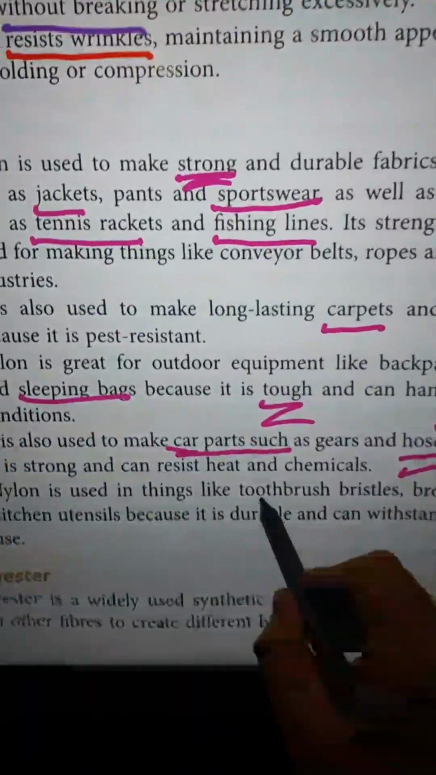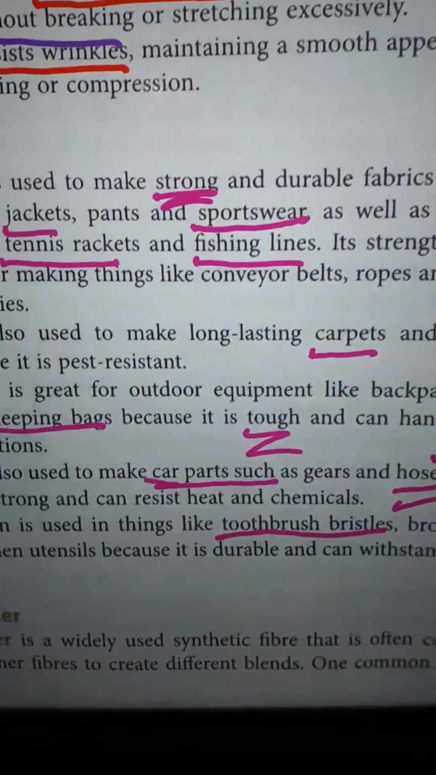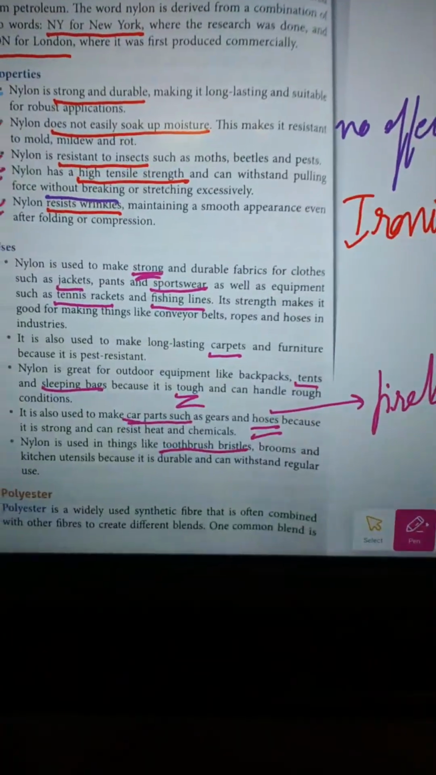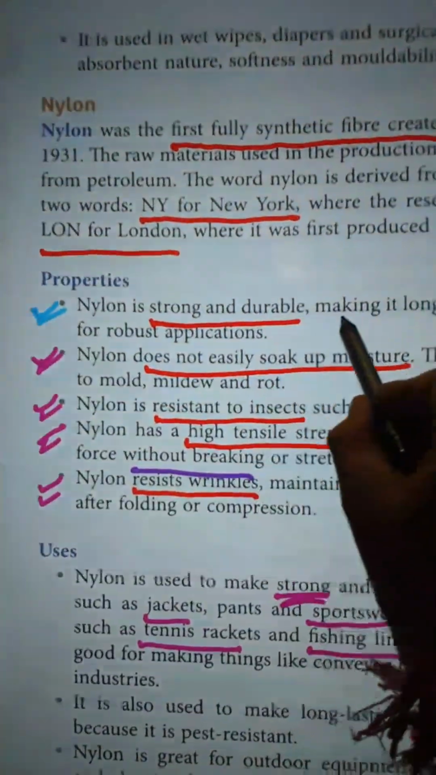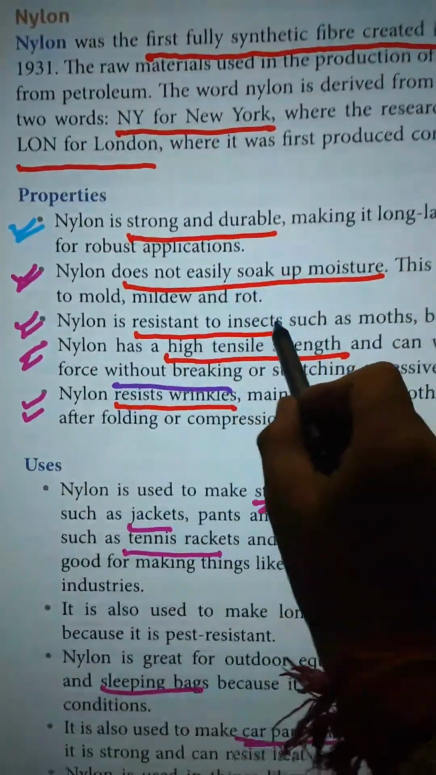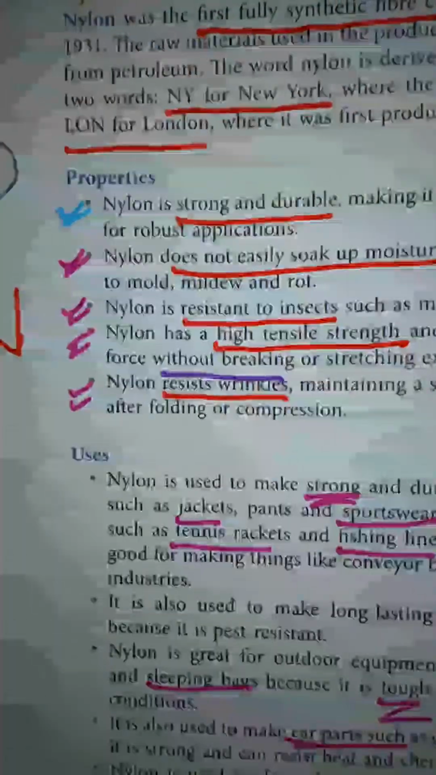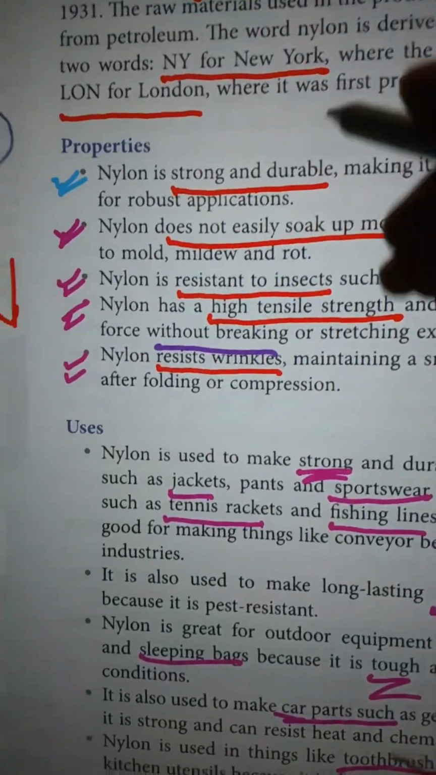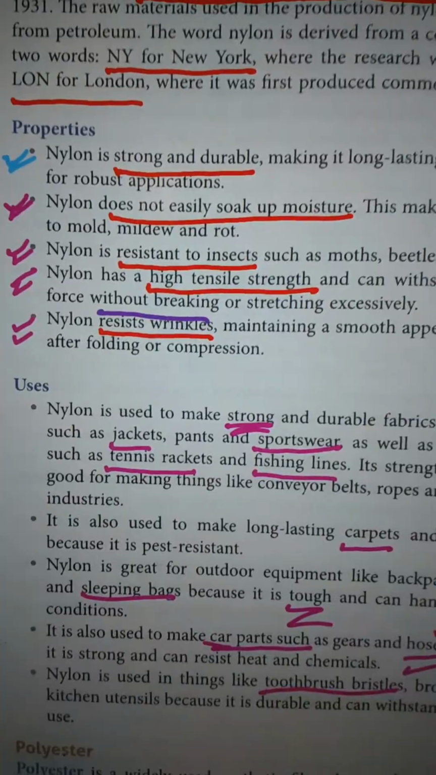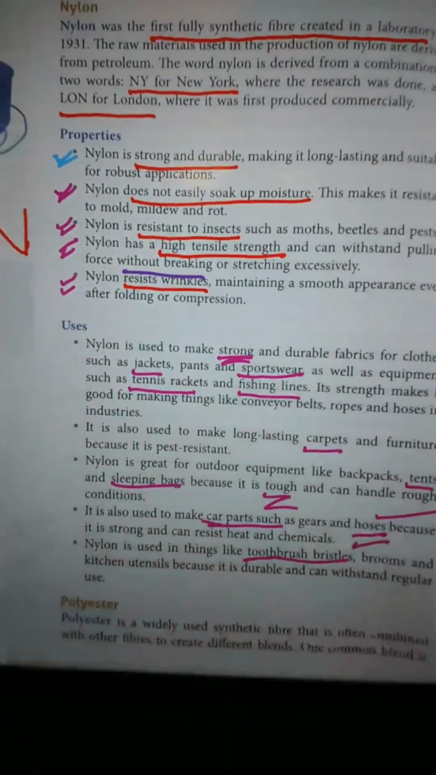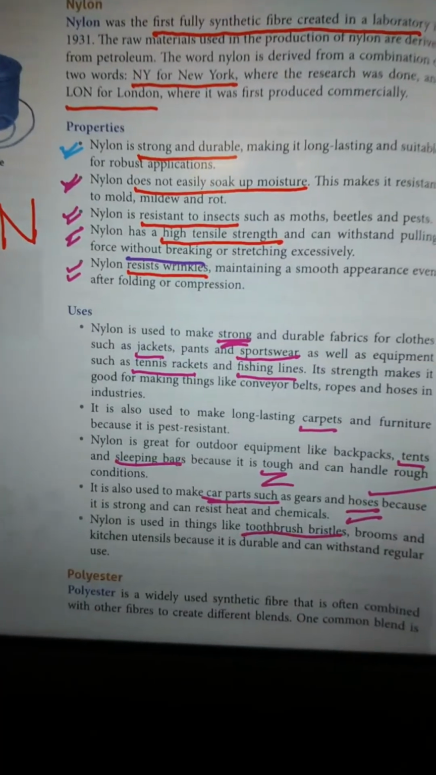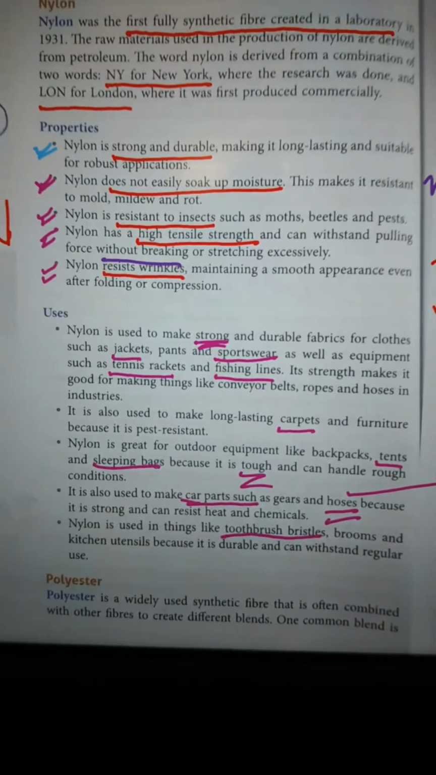It is used to make toothbrush bristles. All of you use this. Why do you think nylon is used for making toothbrushes? Because it is strong, does not absorb moisture, it is resistant. So if you use your toothbrush, it will not get affected by molds. In rainy season, if you are using cotton cloth, it will become wet and then it will get fungus on it.